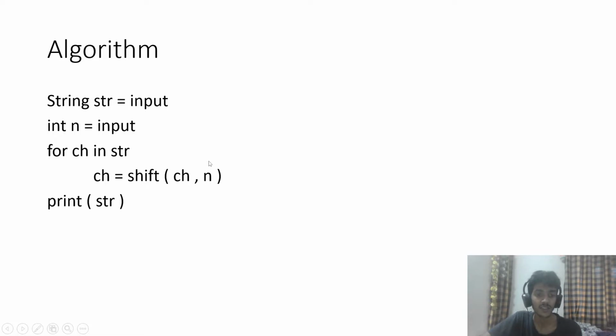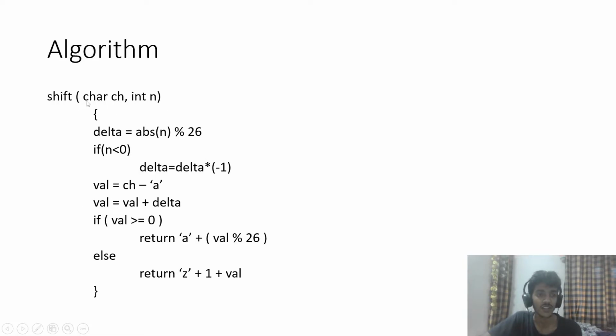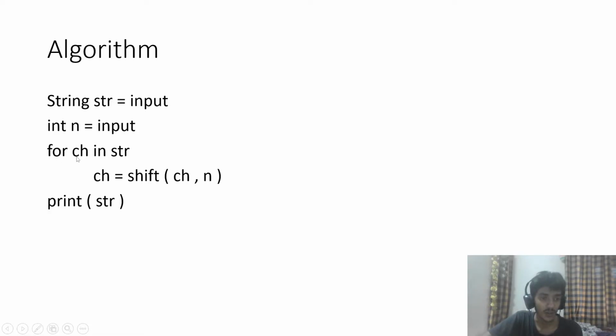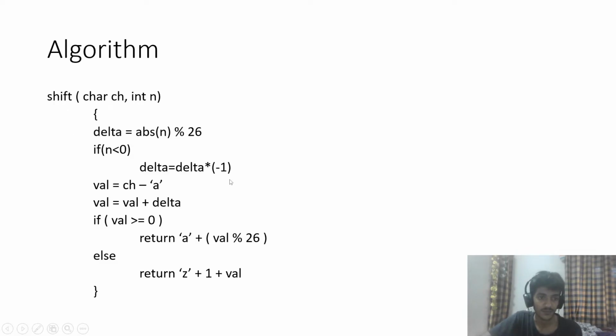So defining the character shift function, it takes two parameters, one character and the shift value n. So basically with this outer loop, we will be considering only one character at a time. So that's what this function is about. So the first job is we need to remove the unnecessary cycles. Like if it is greater than 26, we need to find the modulus. So we take the absolute value of n to avoid negative values.